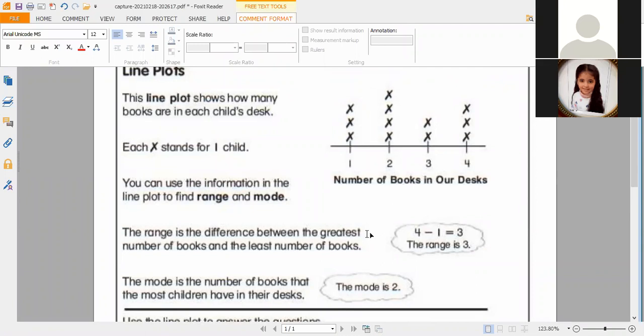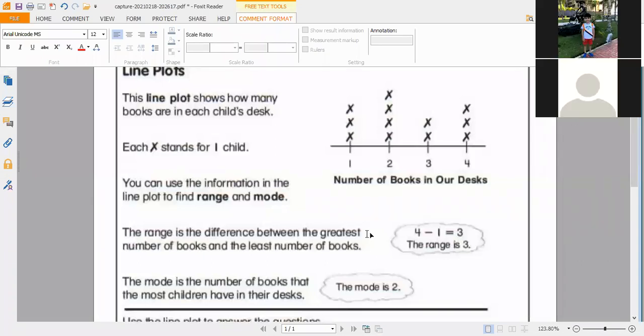Jumana, how many children have three books? We said, Jumana, that these numbers below refer to the number of books, right? So how many children have three books?